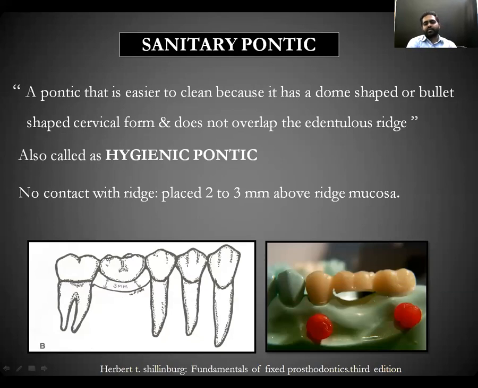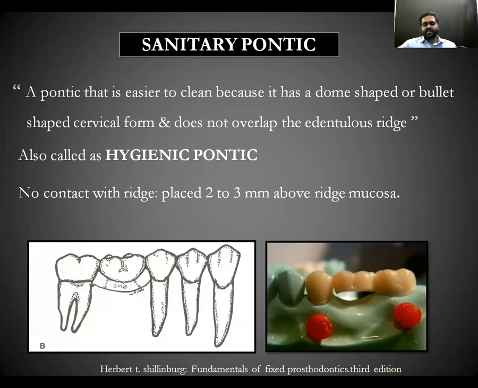Okay, so when the patient is having any periodontal problems, to overcome them, we cannot ask the patient to have a removable partial denture. If the patient is looking for a fixed partial denture, in such patients we can go for a sanitary contact. We have this saddle-like area, or a dome or bullet shaped area, for your tooth structure. We have at least 3 to 4 millimeters of gap in between your ridge and the contact.